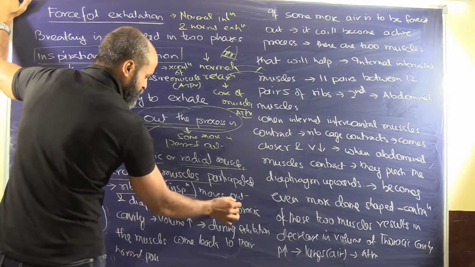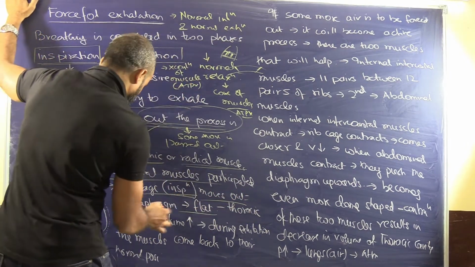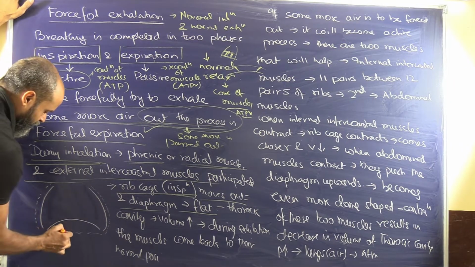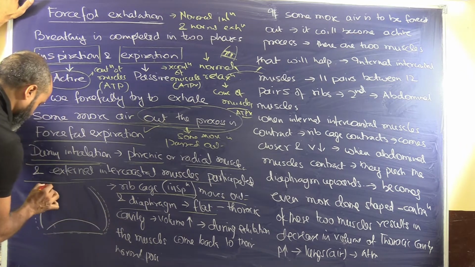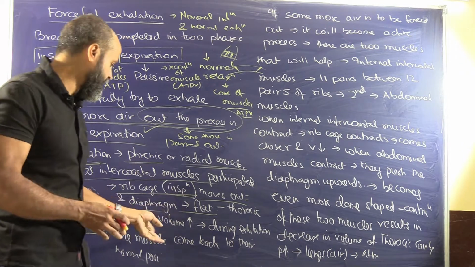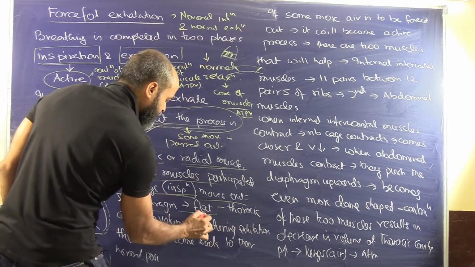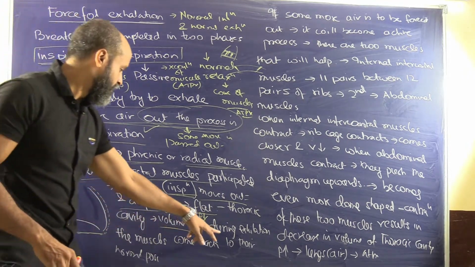In the inspiration process, the rib cage moves out and the diaphragm becomes flat. So this is the normal position, let's say, and the diaphragm will become flat, and the rib cage is going to move out. So volume increases and the pressure decreases, and hence the air rushes in during inhalation.